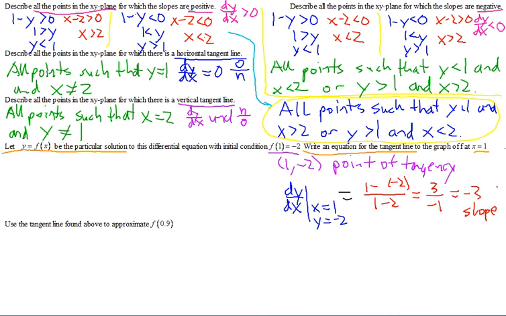So now we can write down our tangent line in point slope form. Would be y minus the y coordinate, which is -2, becomes +2, equals the slope was -3, times x minus the x coordinate is 1.